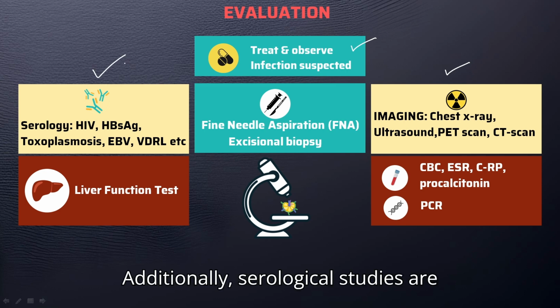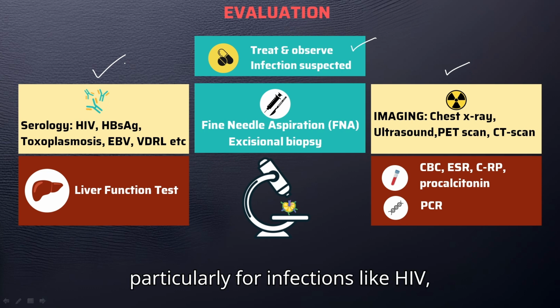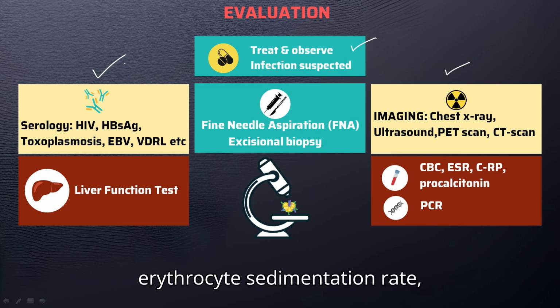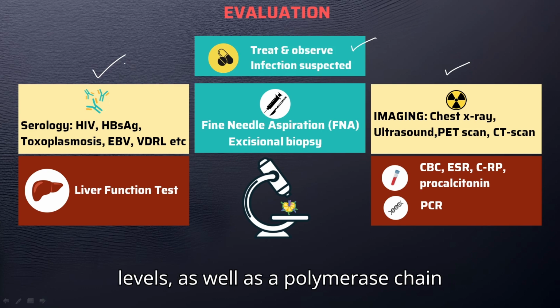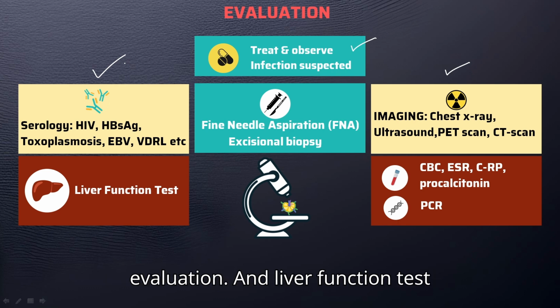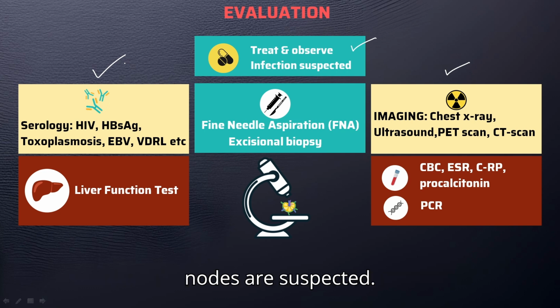Additionally, serological studies are also crucial in the initial evaluation, particularly for infections like HIV, hepatitis, Epstein-Barr virus, toxoplasmosis, syphilis, among others. A complete blood count, erythrocyte sedimentation rate, C-reactive protein levels, procalcitonin levels, as well as a polymerase chain reaction may all prove important in the evaluation. And liver function tests should also be considered if metastatic nodes are suspected.